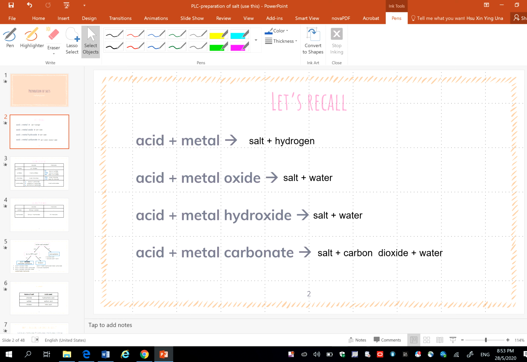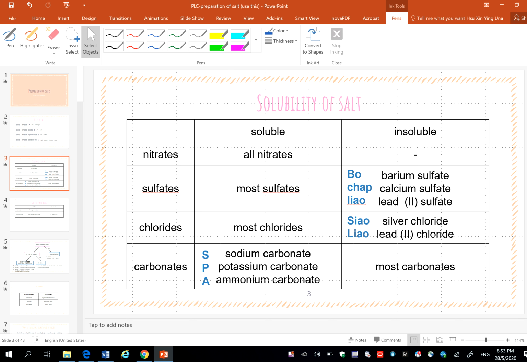So I repeat again. Number one, you should look at the solubility of the salts, and then number two, you need to decide which method to use, and then from each method there will be specific reactants that are required to make the salt. So first thing, let's try to recall the solubility of the salts.